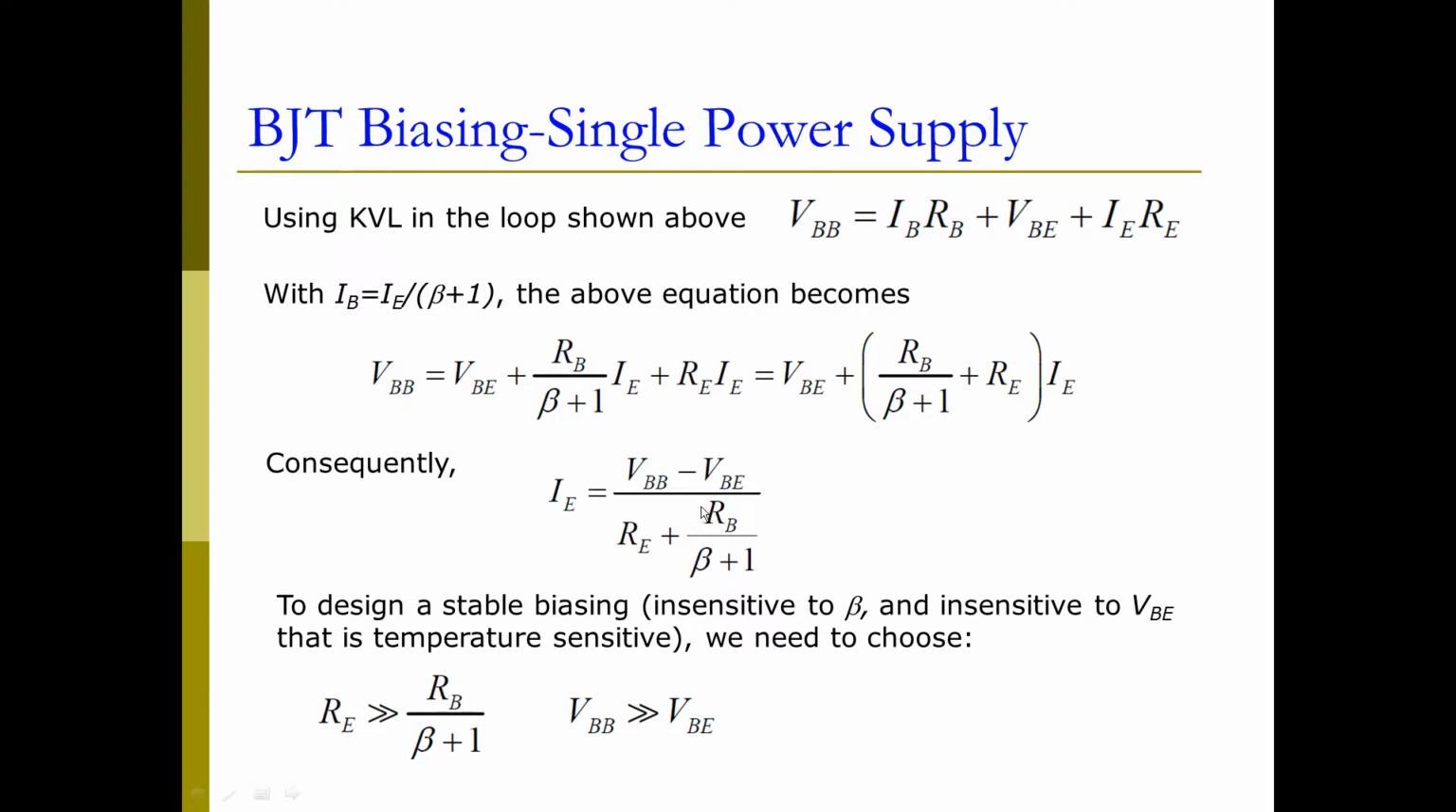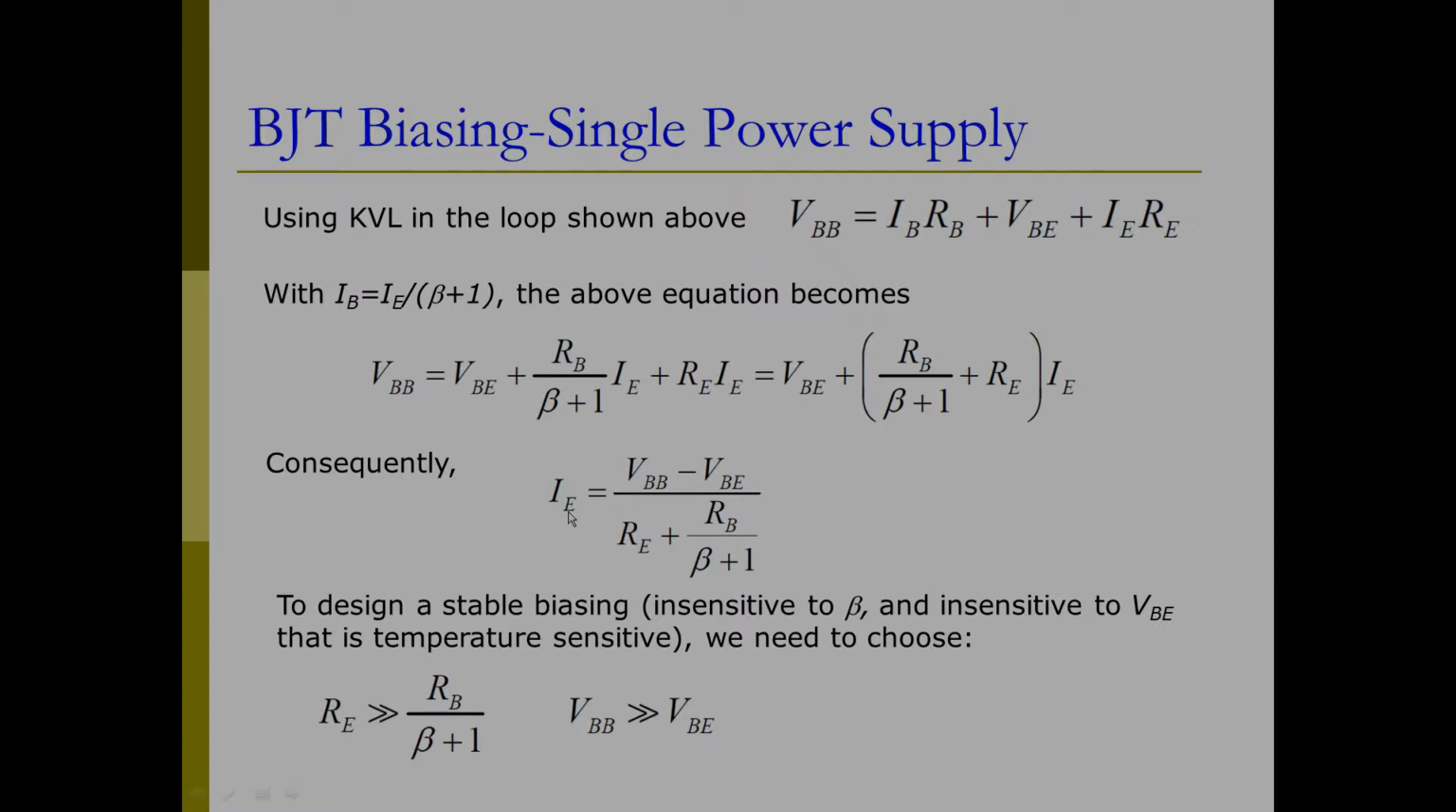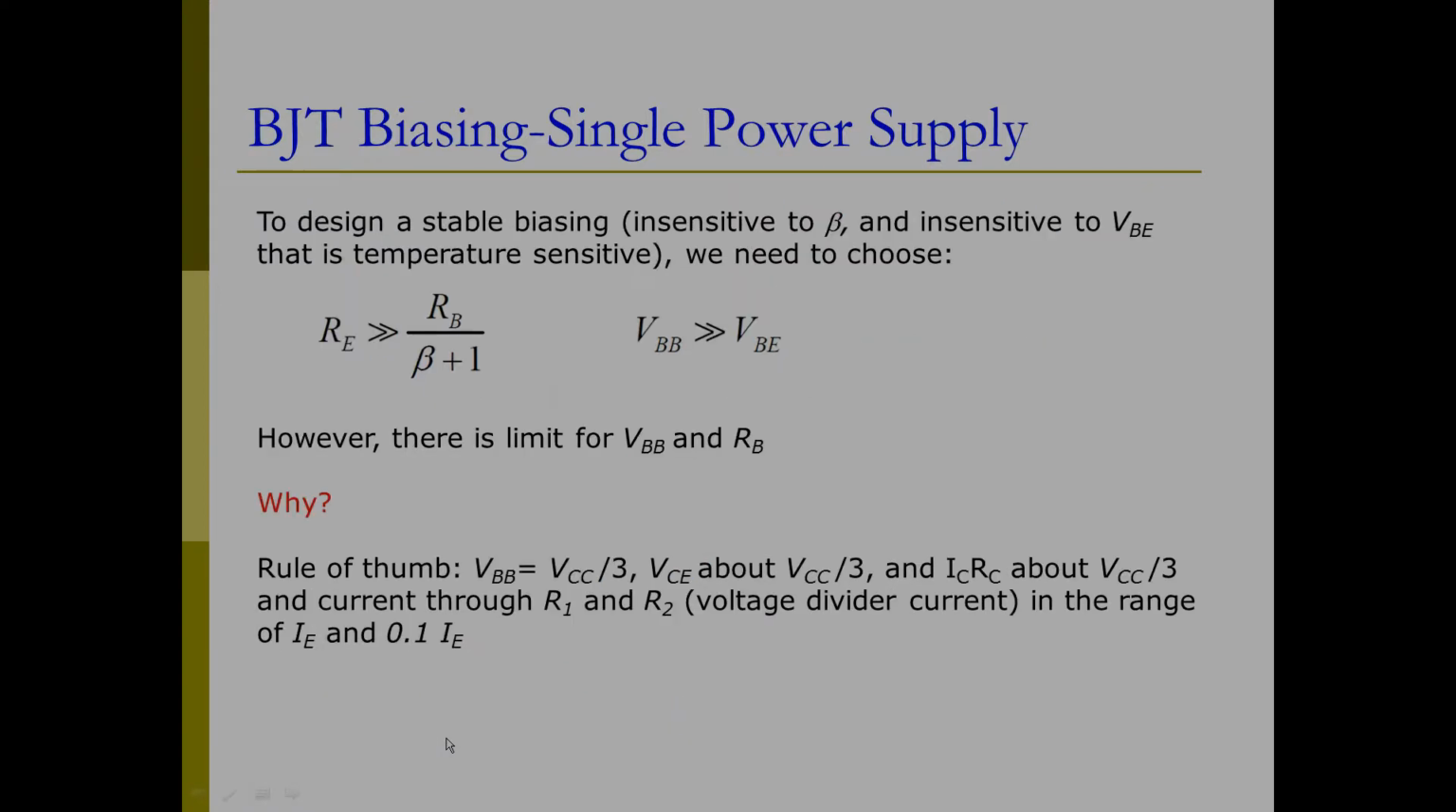And in this emitter current equation, we want this current to be less sensitive to our beta value and our VBE value, right? We know this VBE is changing when we have an AC signal getting into the base. So this means this VBB value should be much larger than this VBE here to make it less sensitive to this VBE. And also, in order to make it less sensitive to this beta value, this RE here has to be much larger than the second term. The second term in the denominator is RB divided by beta plus 1. So, in summary, to design a stable biasing circuit, we need to have these two conditions satisfied.